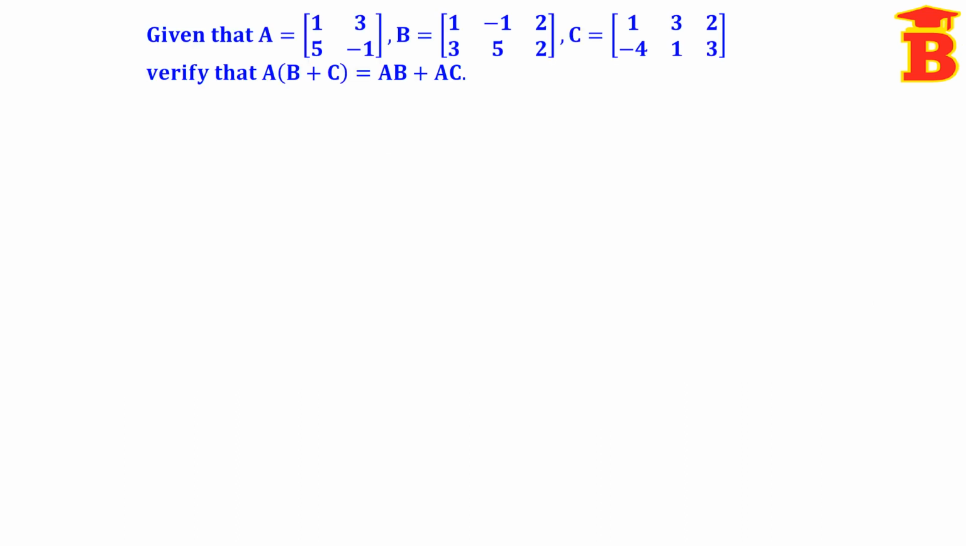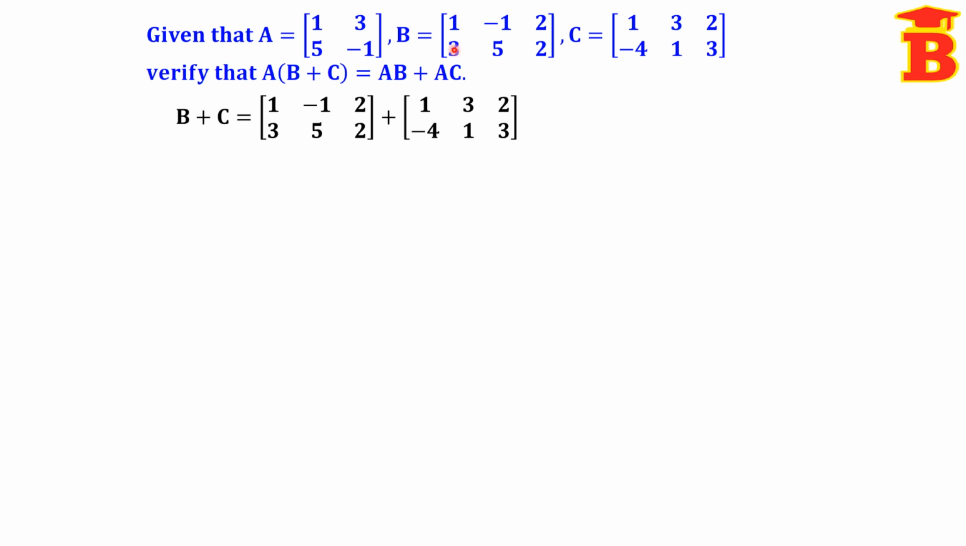Next problem. Given that A, B, C are three matrices, we have to verify A into B plus C equal to AB plus AC. So first let us find the left hand side. Take the bracket first, that is B plus C. So first find B matrix plus C matrix.